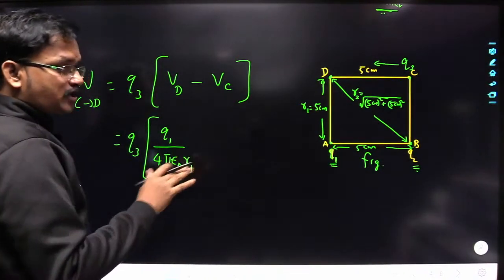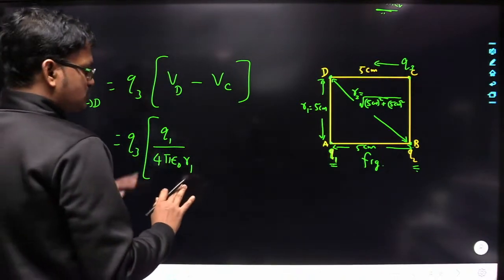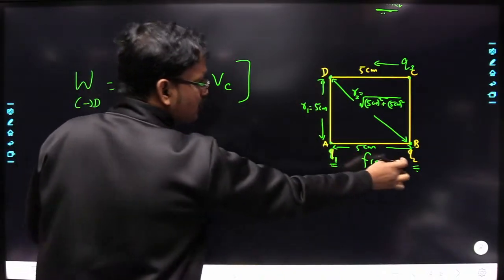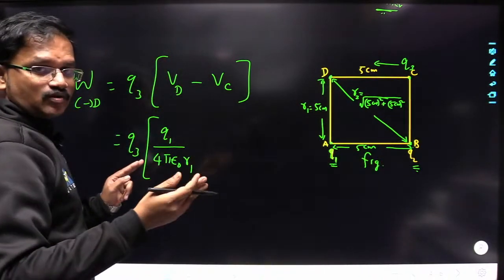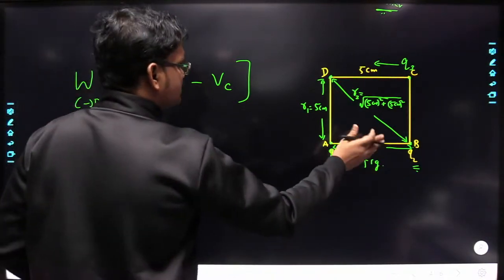Understood? They have not mentioned anything about the medium. So if they have not mentioned, consider epsilon as epsilon naught. So this is the potential at D due to Q1, and what is the potential at D due to Q2? Now potential is a scalar quantity. You can just do algebraic addition. So simple addition is enough.